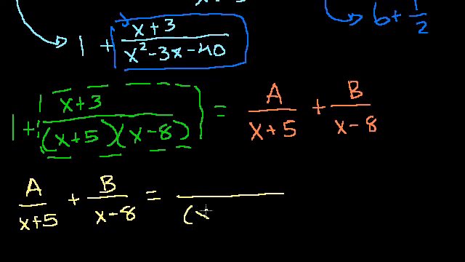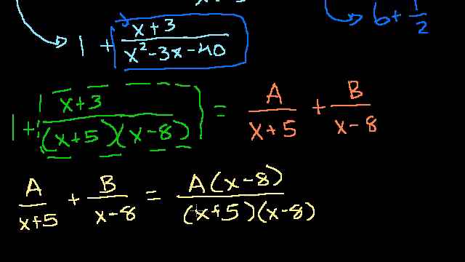It's equal to x plus 5 times x minus 8. And then the a term: a over x plus 5 is the same thing as a times x minus 8 over this whole thing, right? I mean, if I just wrote this right here, and you just canceled these two terms out, you would get a over x plus 5.